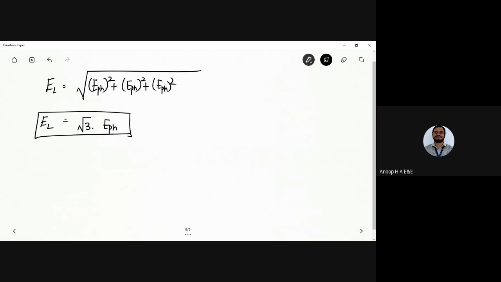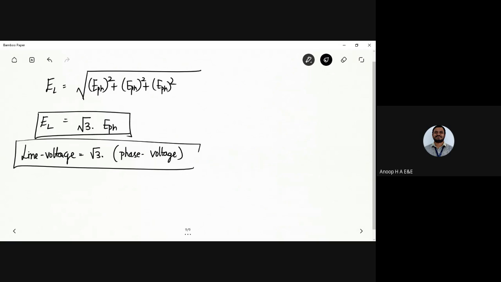So I have the line voltage. The line voltage will be equal to root 3 times the phase voltage. Okay, line voltage will be equal to root 3 times the phase voltage.